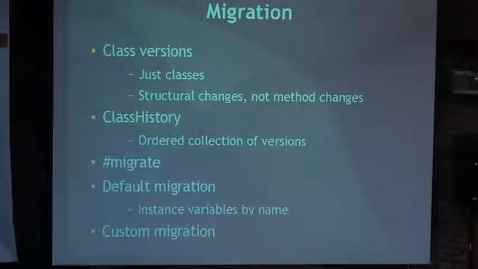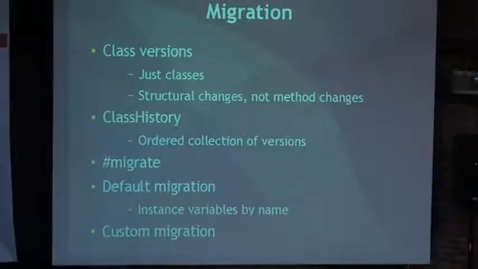It can take hours. It can take sometimes many hours. And so we don't do it that way. We allow there to be multiple versions of the class coexisting at the same time. And each version is, as I said, a class. These classes are linked together by a thing called a class history, which is an ordered collection of versions. And once again, each version is just a class.